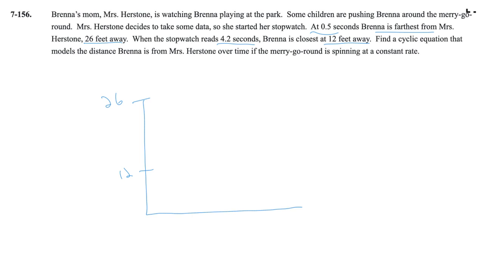So at half a second, let's see, 1, 2, 3, 4. At half a second, she's at that 26 there. And then at 4.2, roughly here, she's going to be the closest at 12. So I'm assuming that there's going to be this cycle, because if Brianna's mom is standing here and she's the furthest away right there, then when she goes around this merry-go-round, now she's the closest. Well, eventually, in a few seconds later, she's going to be back at that furthest point away.